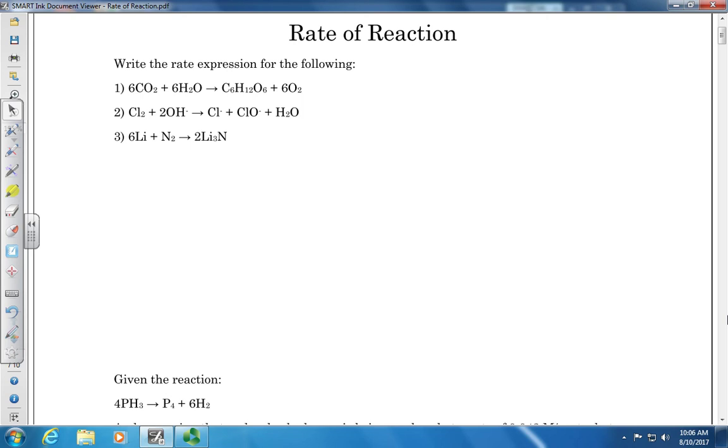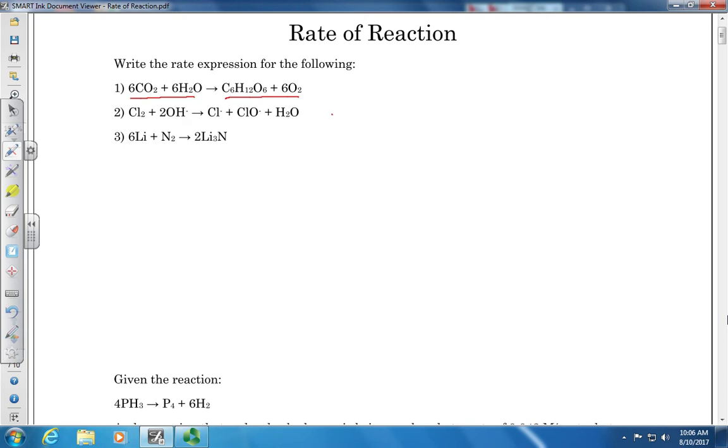Very simple process. You're going to have the right-hand side, which is going to be increasing as the reaction proceeds, and the left-hand side, which is decreasing as the reaction proceeds. And that will inform on how the rate expression is going to look.